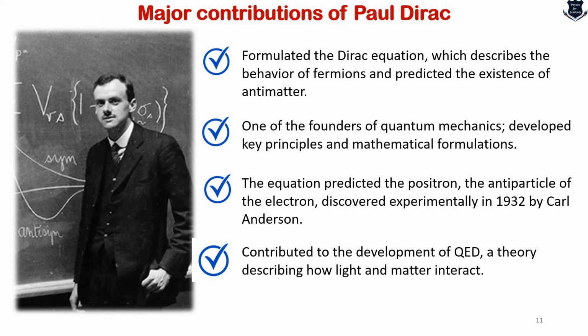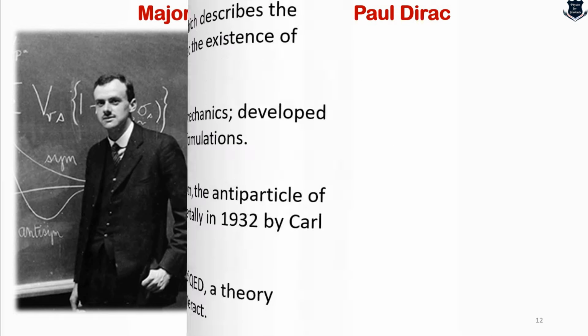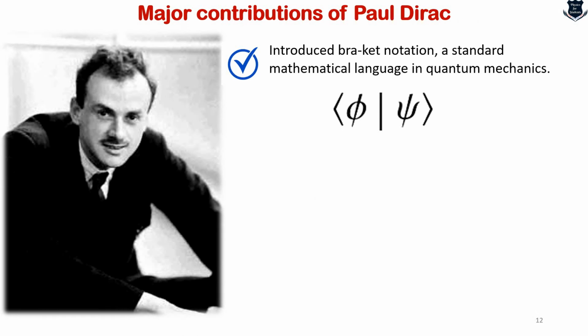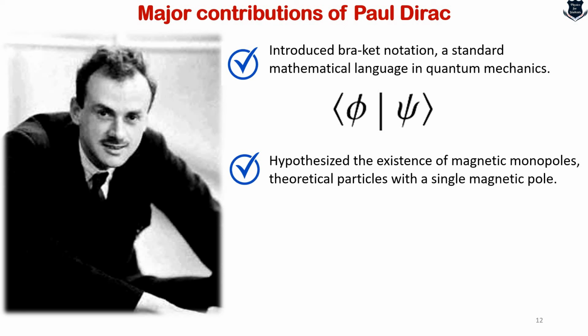Well, if you think that this is all, absolutely not. This genius has many other contributions. First is that he introduced what is called the bra and the ket notation, and we use it almost daily in our college classes and universities, and he hypothesized the existence of magnetic monopoles, which means that a magnet might have a single magnetic pole.